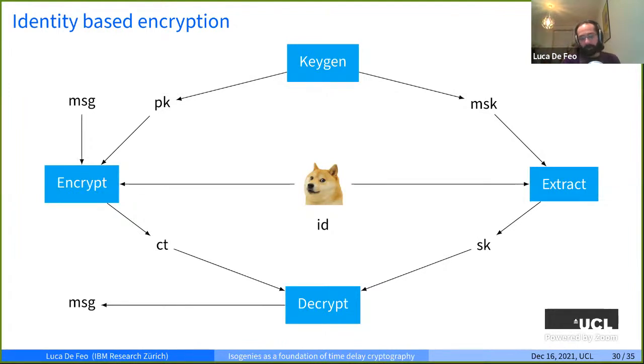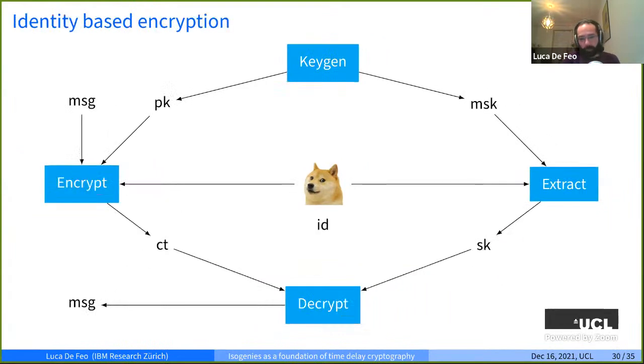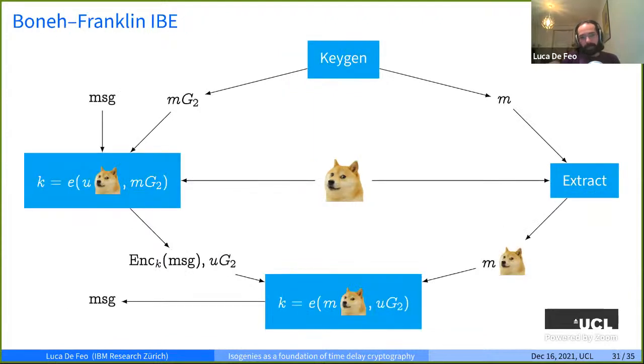And delay encryption is just a translation of this to the time delay world, where we are going to ask that extraction is a slow functionality. So now let's see how the Boneh and Franklin IBE works. The idea is that in key generation, you will just generate a standard discrete log key pair. So you have some generator G2 of a pairing group, and you will take a secret scalar m, which is going to be the master secret key, and the public key is going to be m times G2.